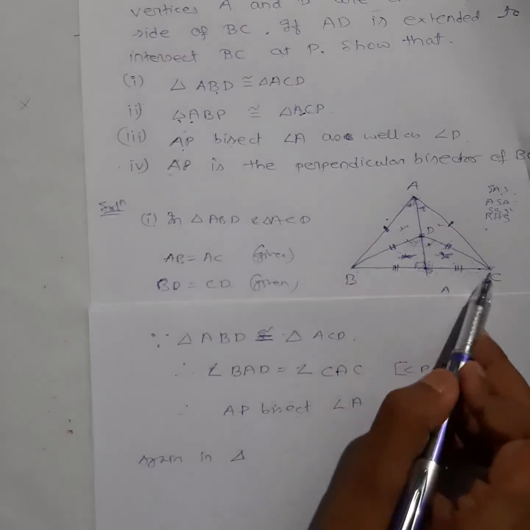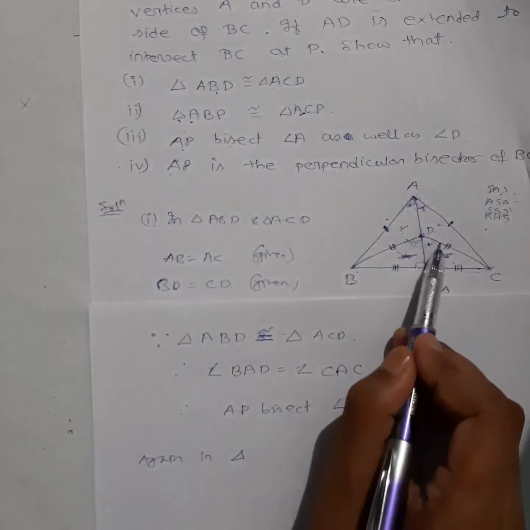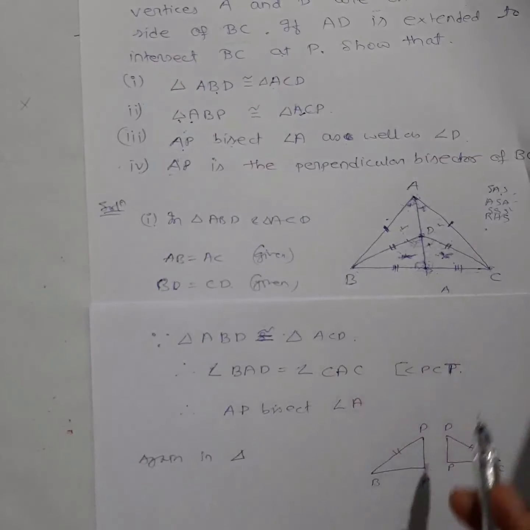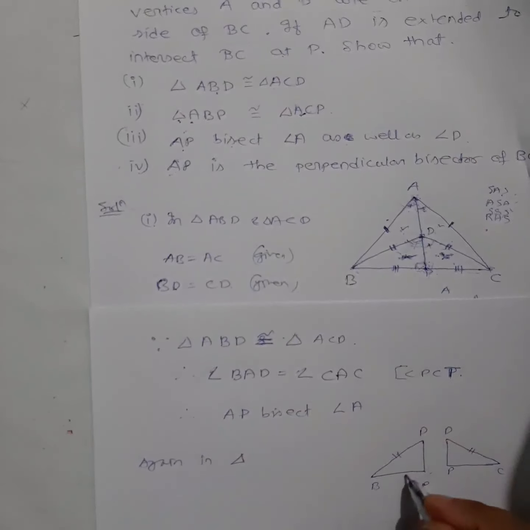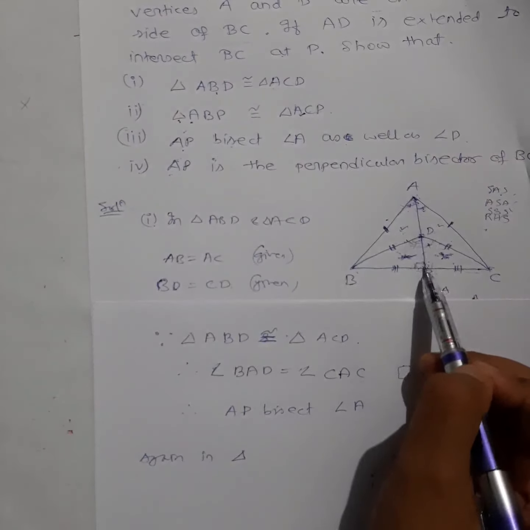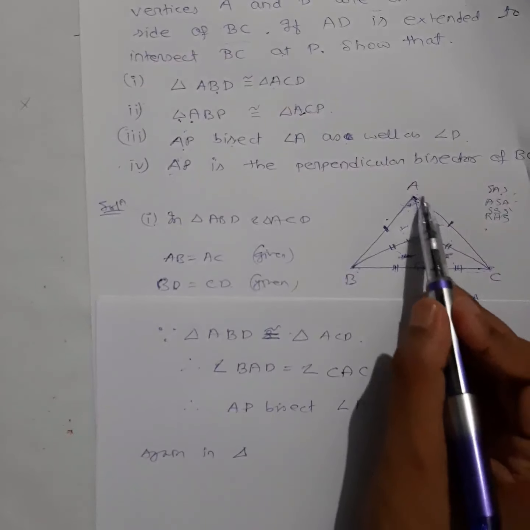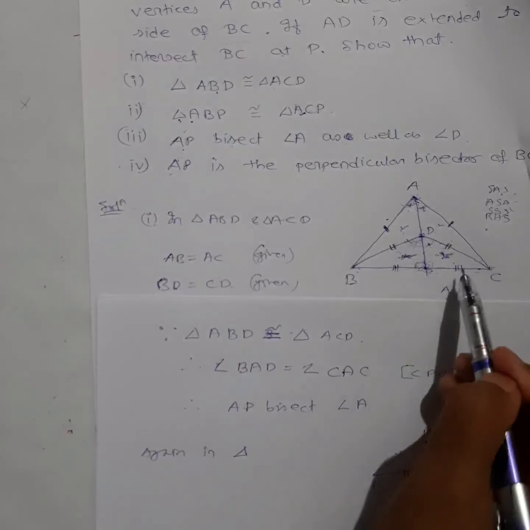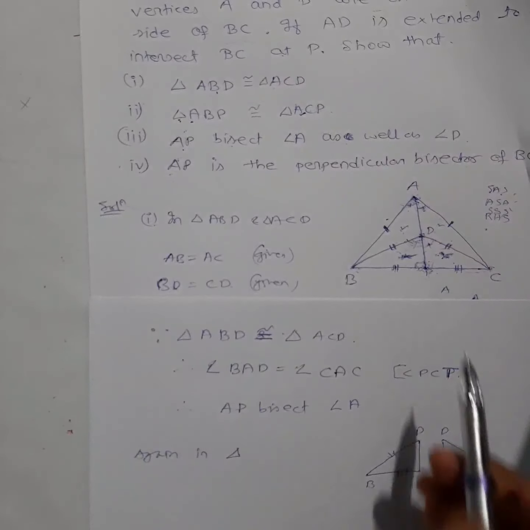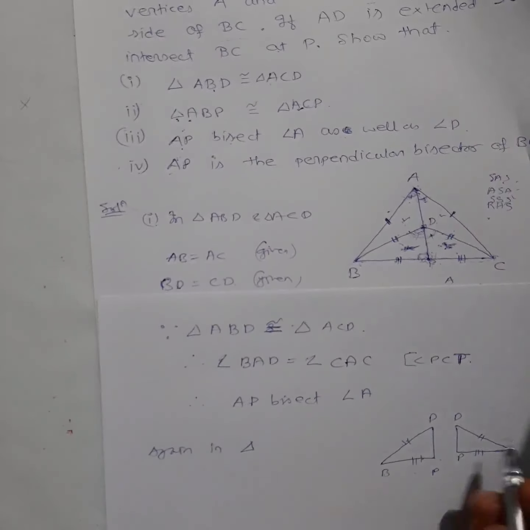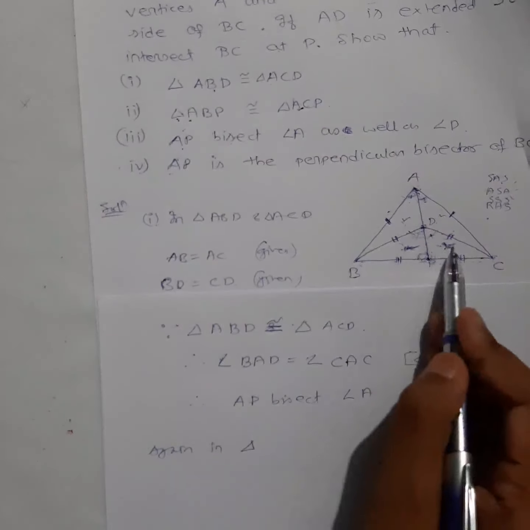Why? Because they have already said in the first part only that this is an isosceles triangle. So two sides are same. Next, this and this also will be equal. Why? Because you have already proved that APB is congruent to ACP, right? This triangle and this triangle congruent we have already proved. So obviously this and this will be equal, right? Corresponding part of congruent triangle. So equal, and this equal because they are common, so these two triangles are congruent.